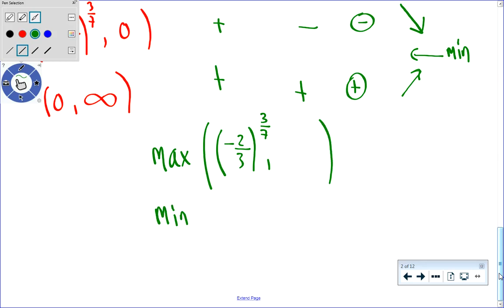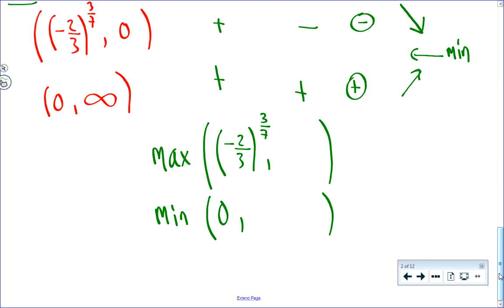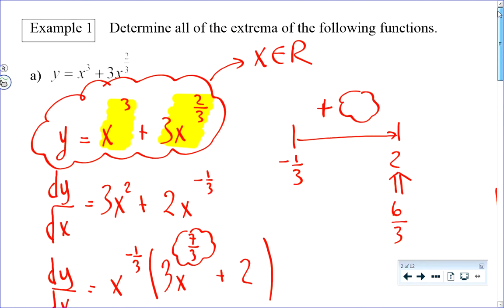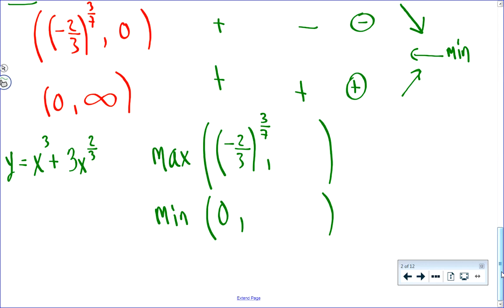And then there is a minimum value at 0, and you could figure out what the y coordinate is there. Again, to figure out the y coordinate, you would go back to the function, which was x cubed plus 3x to the 2/3, and you could put in each of those two x coordinates to find a y coordinate. I can see right away that this y coordinate is 0. I have no idea what this second y coordinate is up here for the maximum, but you could figure it out.